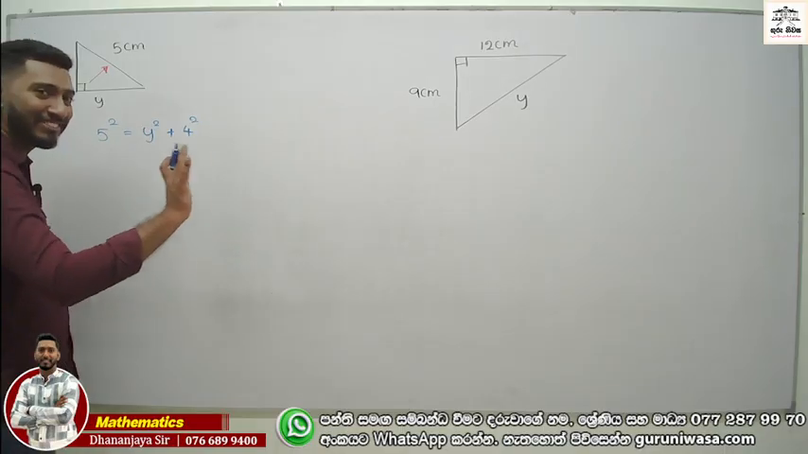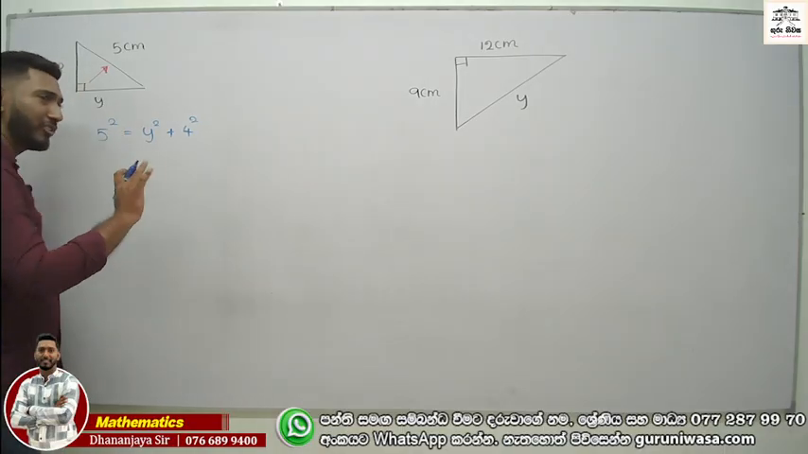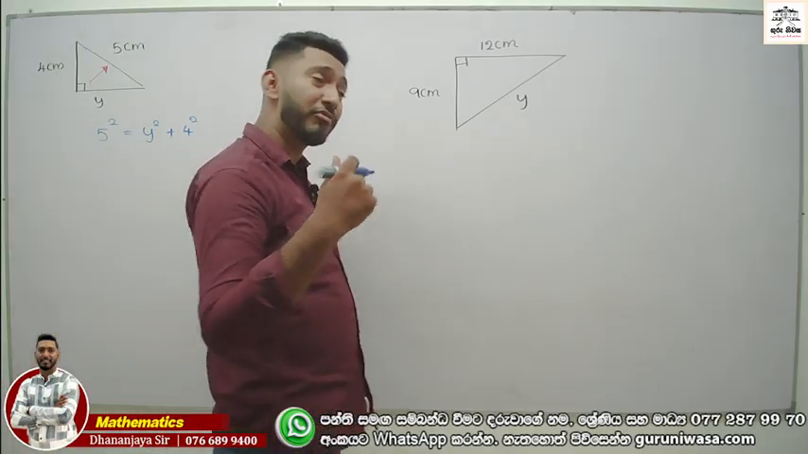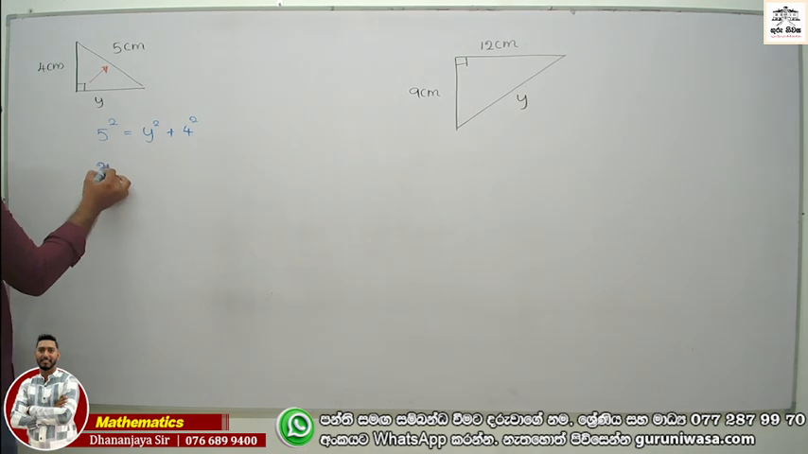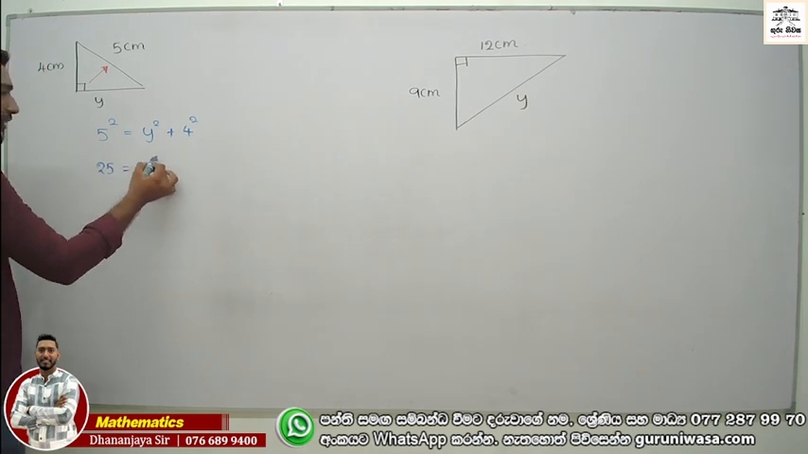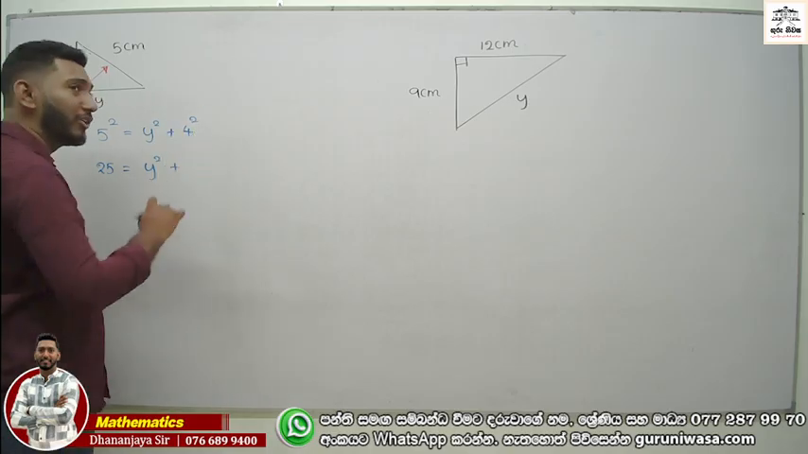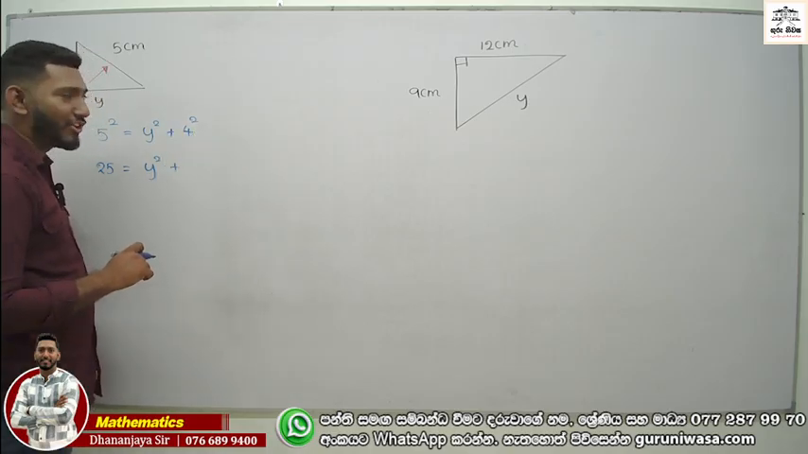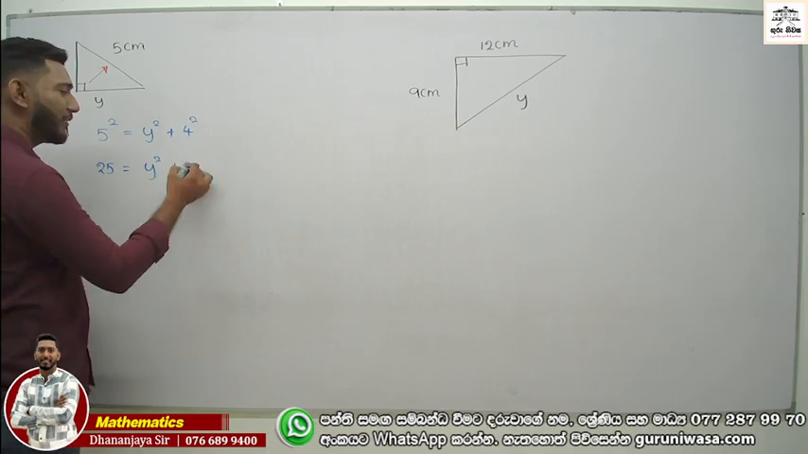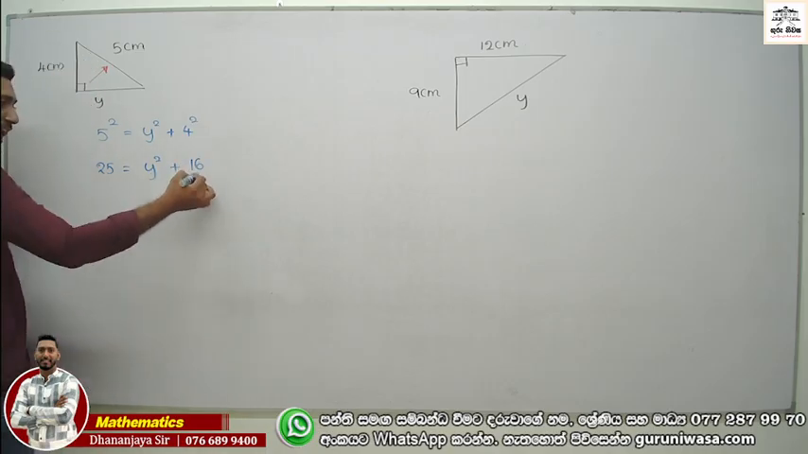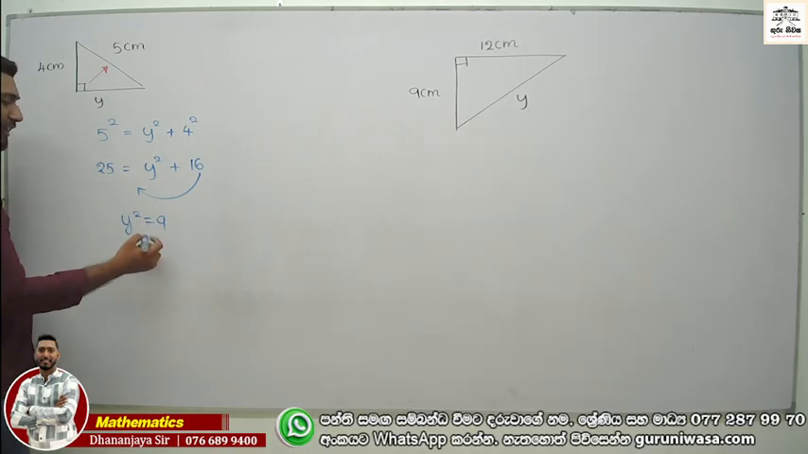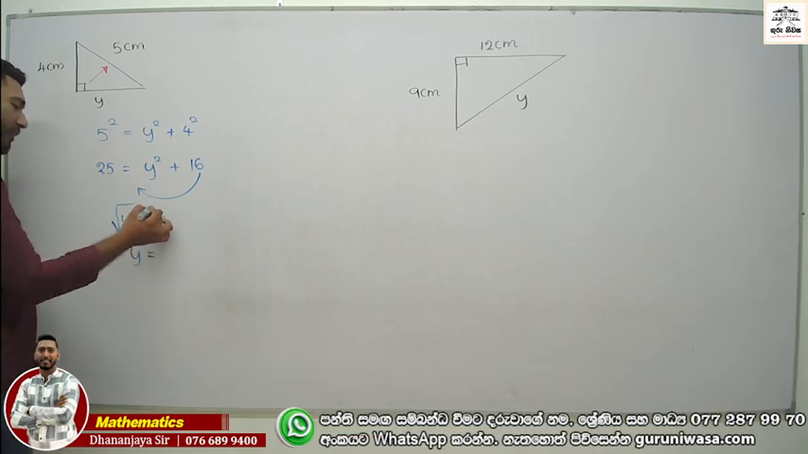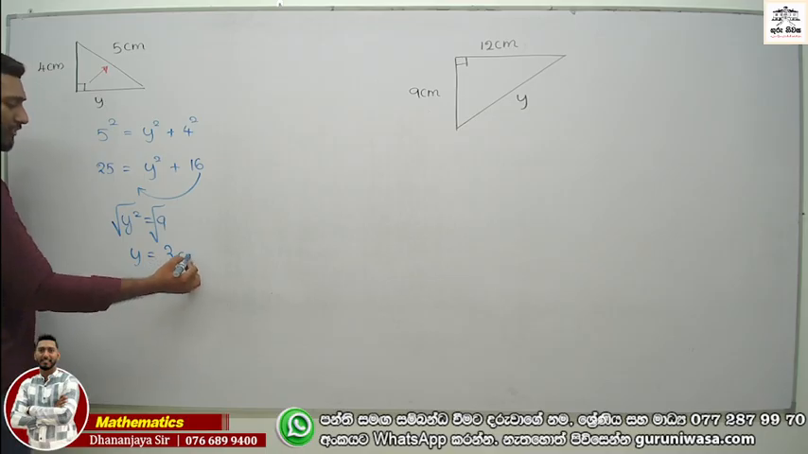Right? Don't write like this. 5 to the power of 2 is not 10. It's 5 into 5, 25, right? Now y squared is equal to 25 minus 4 to the power of 2. Not 8, it becomes 16. And 16 subtracted from 25 is 9. Now y is equal to the square root of 9, and we apply the square root to both sides. It should be 3 cm.